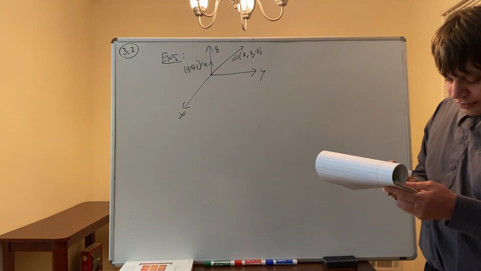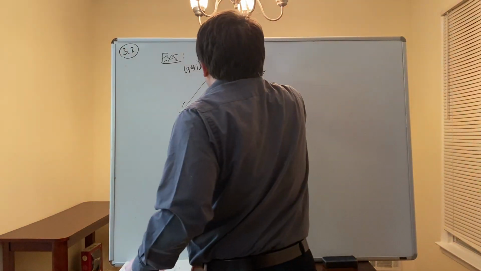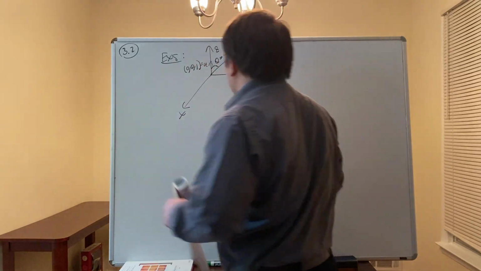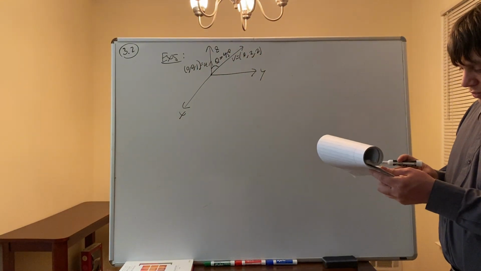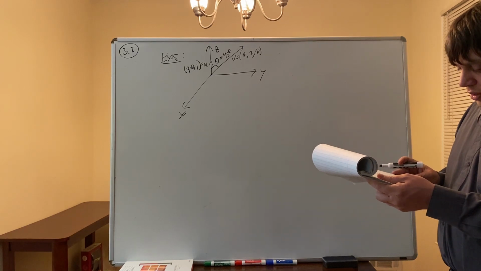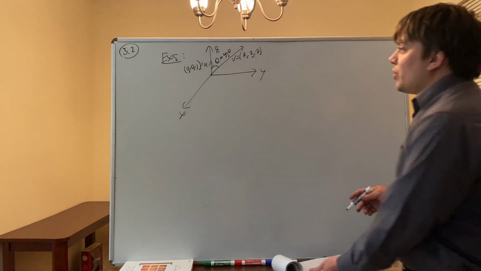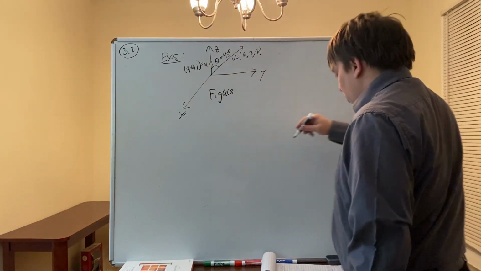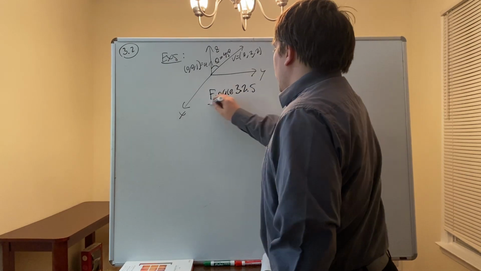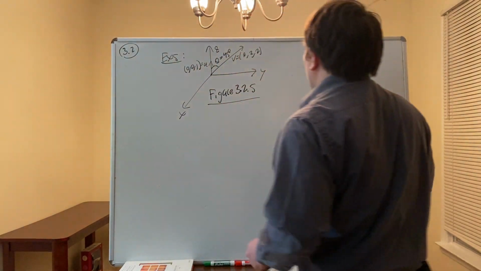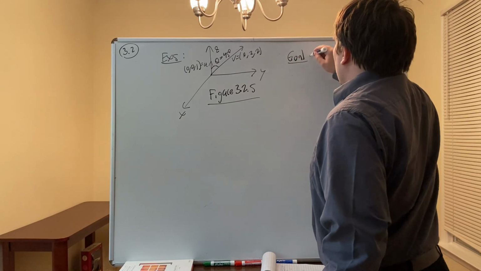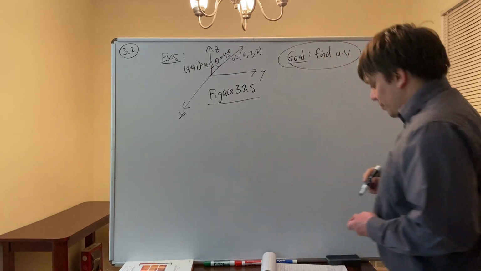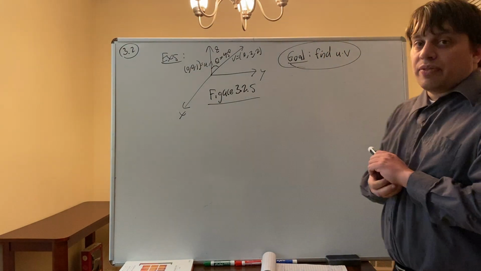Now, the angle theta here is between vectors u and v, and that angle theta is 45 degrees. The goal here is going to be to compute the dot product u dot v. This is figure 3.2.5 in the book. So the goal is to find u dot v.